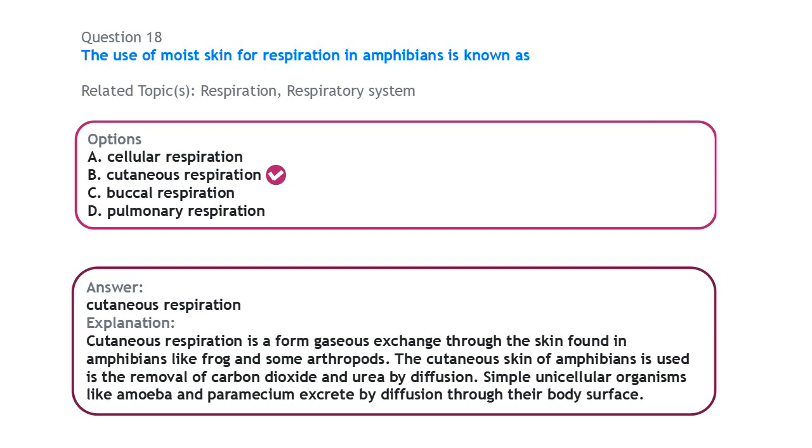This is what is called cutaneous respiration. Okay, that is respiration through the diffusion of gas between the surrounding and the skin of the organism, and you have it in amphibians like frogs and toads. So we call it cutaneous respiration.